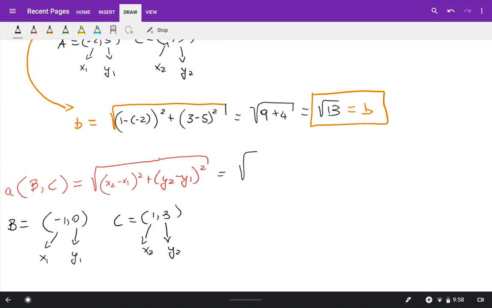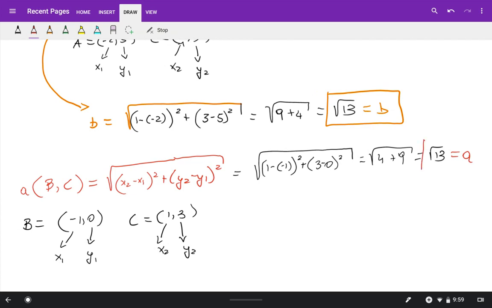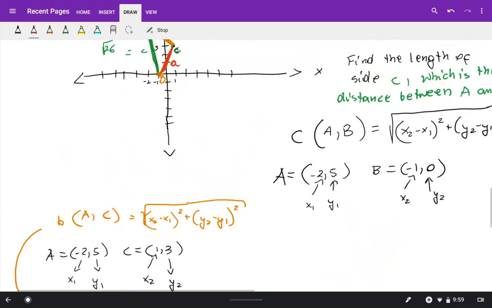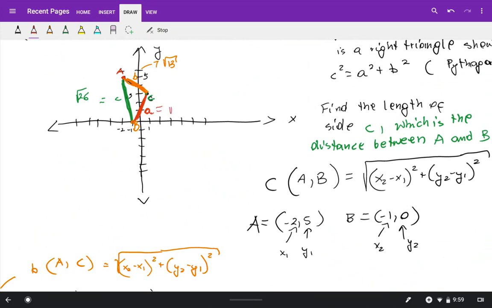So we have under the square root x2 minus x1, which is 1 minus -1, squared, plus y2 minus y1, which is 3 minus 0, squared. So simplify: 1 plus 1 is 2, 2 to the second power gives 4, and 3 to the second power gives us 9. So we have the radical of 4 plus 9, which is the square root of 13, and this is the length of side A. So this side of the triangle equals the square root of 13.